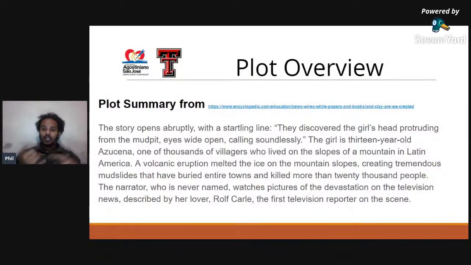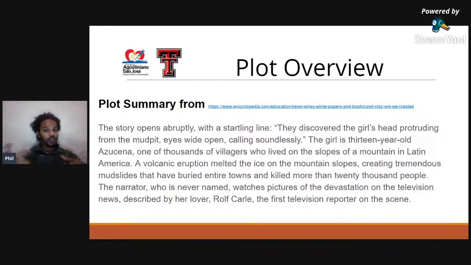It opens abruptly, okay? With the starting line, they discovered the girl's head protruding from the mud pit. We read that already. The girl is a 13-year-old called Azucena, one of thousands of people who are living on the slope of a mountain. And there was the volcanic eruption, and the heat melted the ice and it created mudslides. So all the mud came down and it killed a whole lot of people, over 20,000. The narrator is not named. People call her Eva Luna because it's part of the book, this short story told by this woman called Eva Luna.